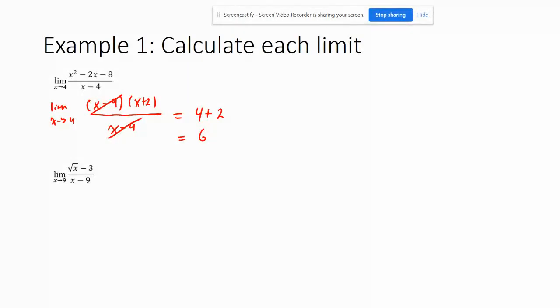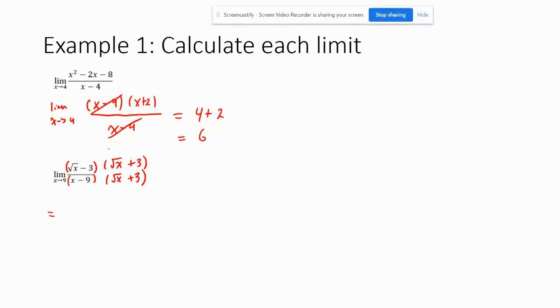For this one, we have the limit as x approaches 9 of square root of x minus 3 over x minus 9. Same problem. We can't plug in x equals 9 because we're going to have a 0 in the bottom of our fraction. The technique that we learned is that we want to rationalize the numerator for a question like this. And to do that, we need to multiply by the conjugate.